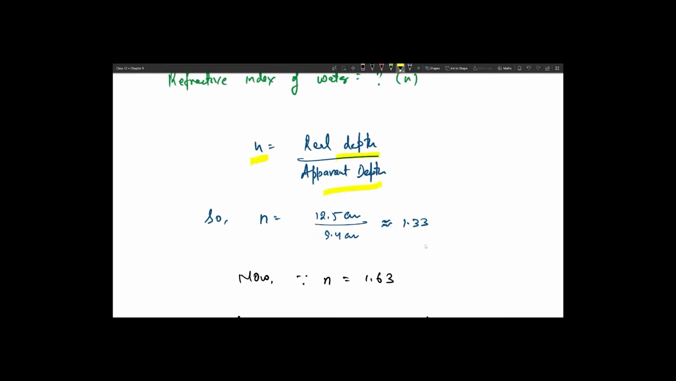So we have to find out the refractive index of water at first. The real depth is 12.5 centimeter and the apparent depth is 9.4 centimeters. So the refractive index comes out to be 1.33.